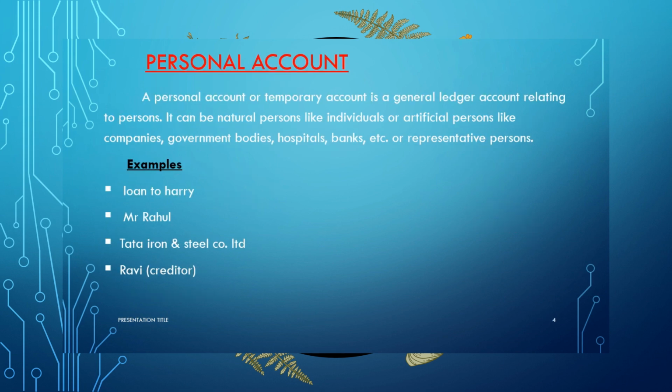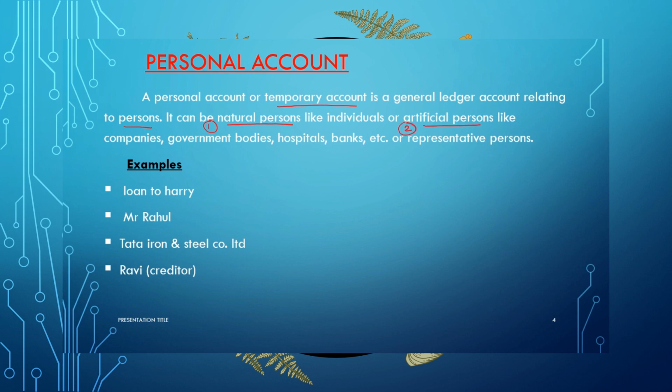So now let's go to personal account. So a personal account is also known as a temporary account. A personal account relates to persons. Now here there are three types of personal account. First is natural persons. So natural persons are the persons who are the individuals. Individuals like it can be Mr. Ram, Mr. Kumar, Miss Pooja. So these are the persons or the individuals known as natural persons.